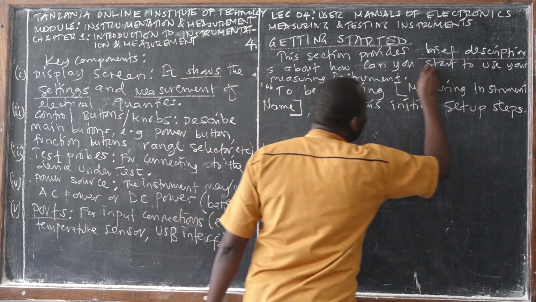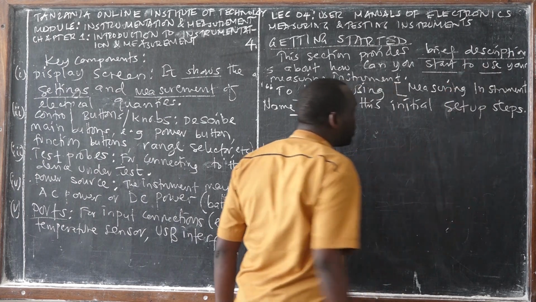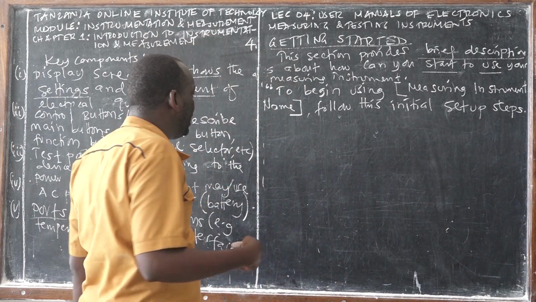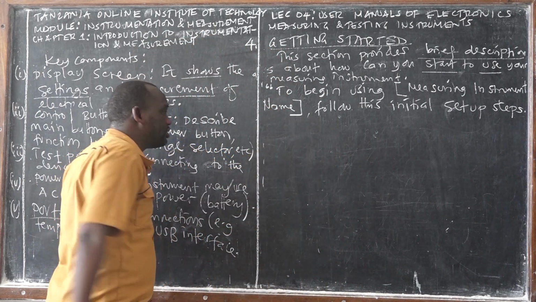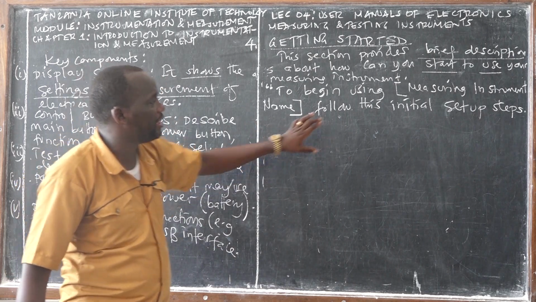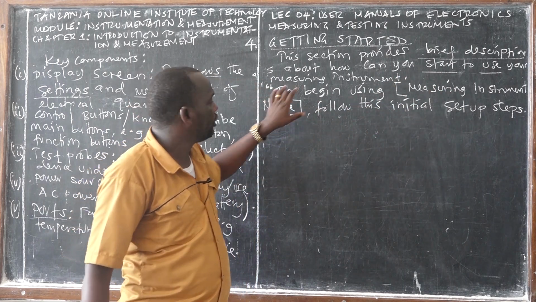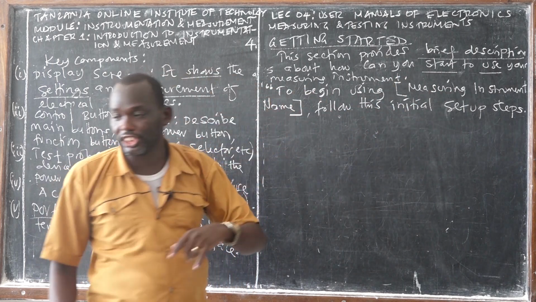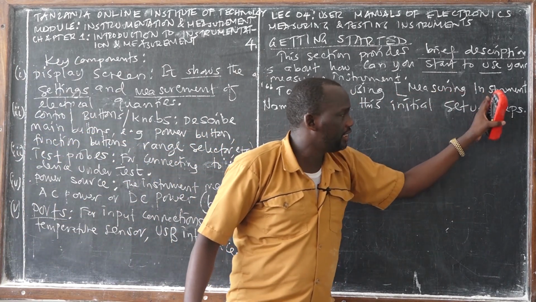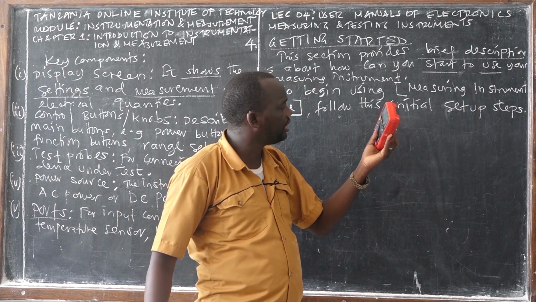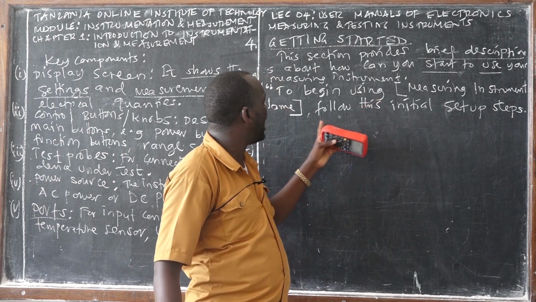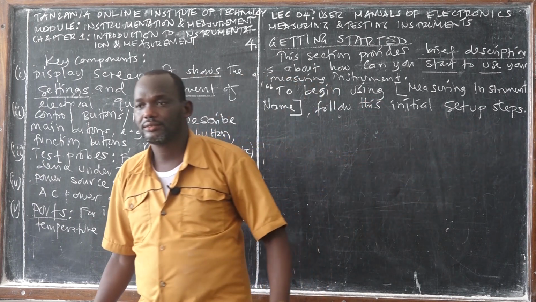How can you start? Not how can you be professional. How can you start to use what? You are measuring what? Instrument. And in most user manuals, they introduce this concept in this way: to begin using your measuring instrument name. What does it mean? For instance, in the user manual for this digital multimeter, we find that to begin using this digital multimeter, which is called Unity T, OUT61E, Unity T digital multimeter, follow these initial setup steps.